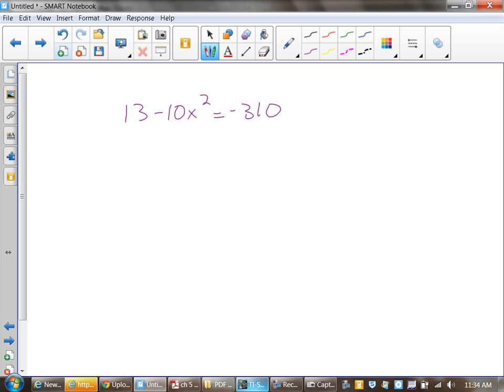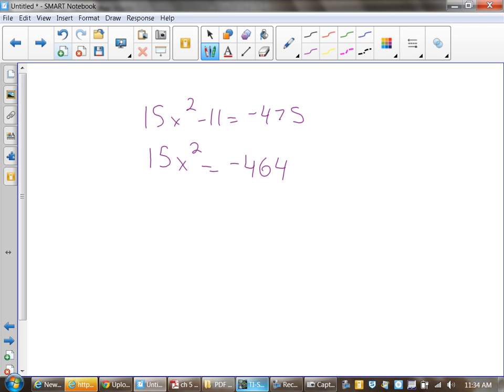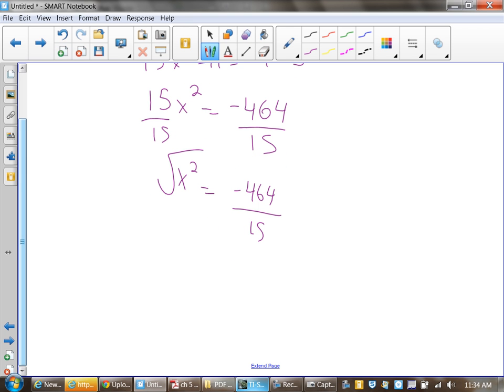Wait, is this number 10? No. Oh, you wanted 10. Sorry. I couldn't remember which one you were looking at. Okay. Move the 11. Divide by 15. Yeah. Take the square root. All right.